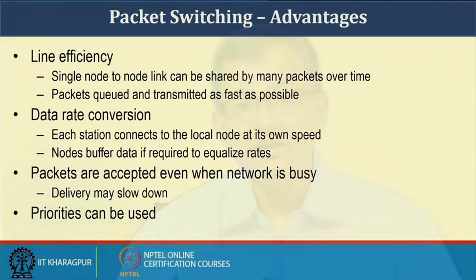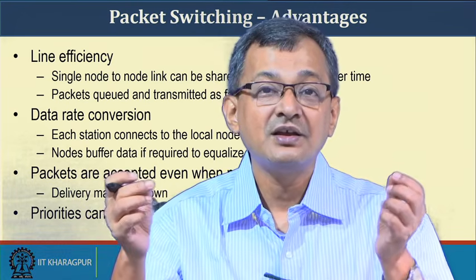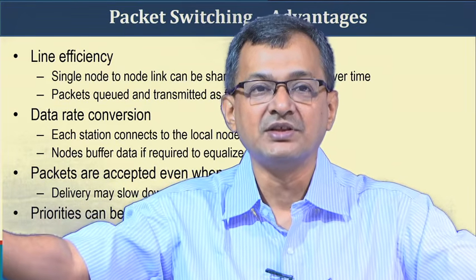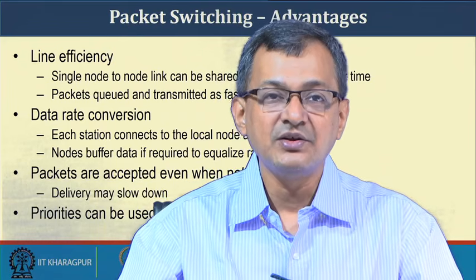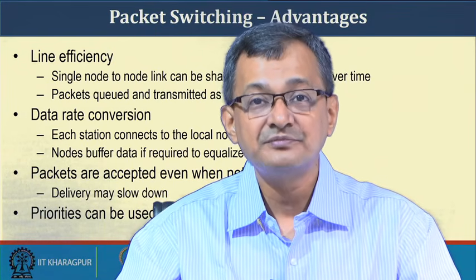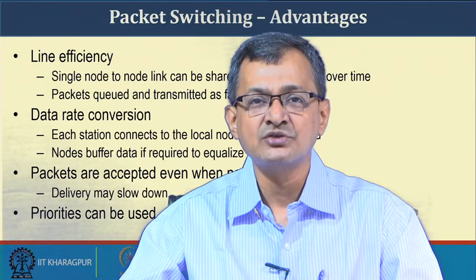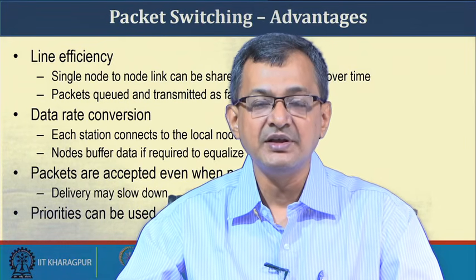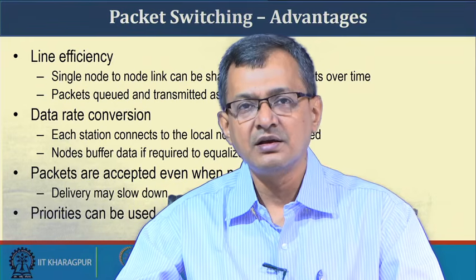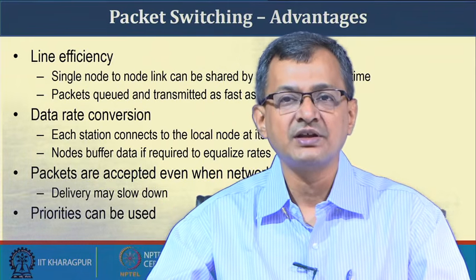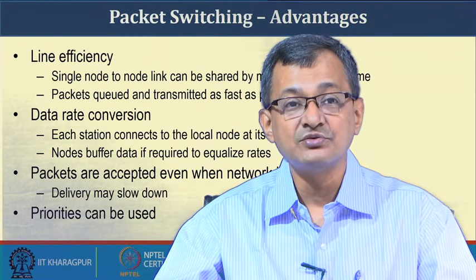Packets are accepted even when the network is busy. Even when the intermediate network is busy, packets can be accepted and delivery may be slow, which would be difficult in the case of circuit switching. If the network is not there, it is a dedicated circuit and you can't do anything. But here we can accept the packets and they will be delivered once the availability is there, maybe at a slower rate. Definitely there are time limits beyond which it cannot wait. Nevertheless, things will be delivered.